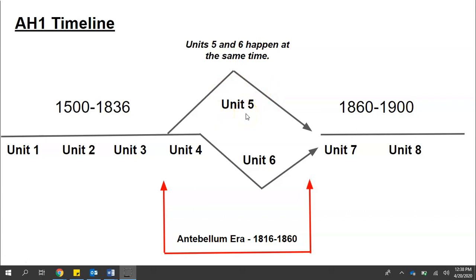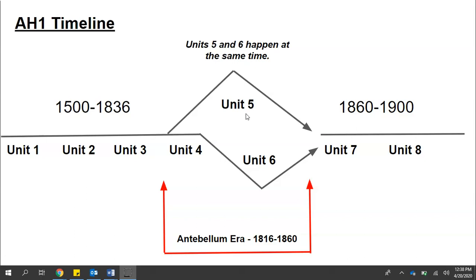This is called antebellum reform, which is basically how America is changing, developing its own unique American identity, but also recognizing some of the flaws in the American fabric and trying to fix some of those things, like ending slavery or increasing rights for women, or better prison systems, stuff like that. That we'll be looking at in Unit 5.